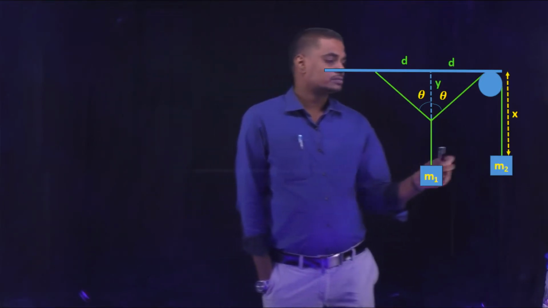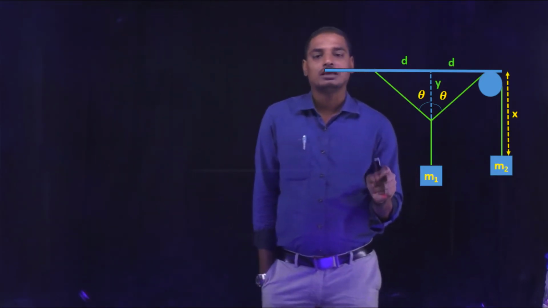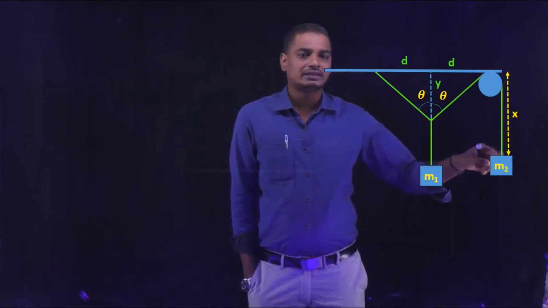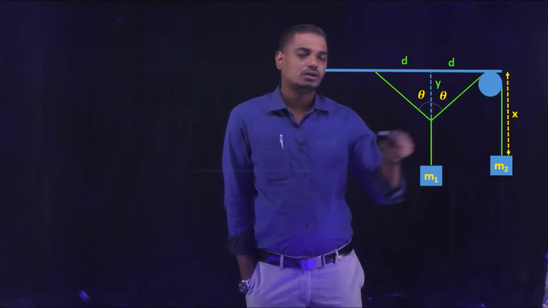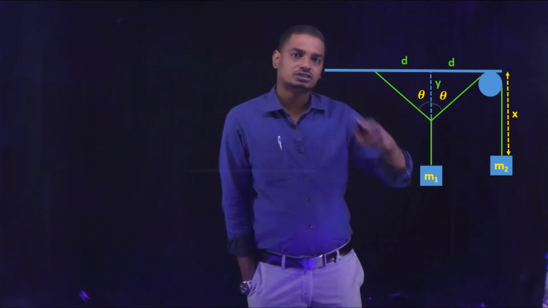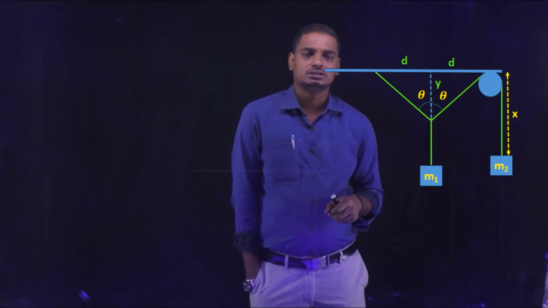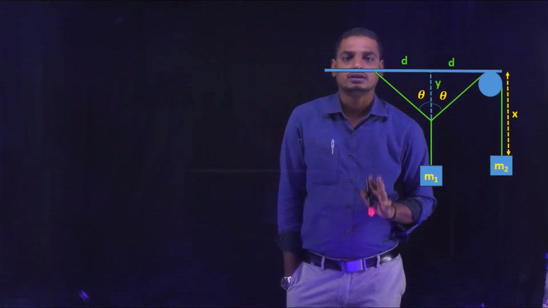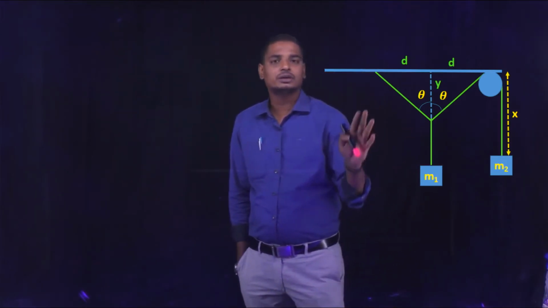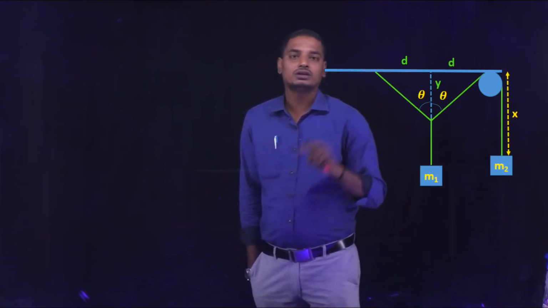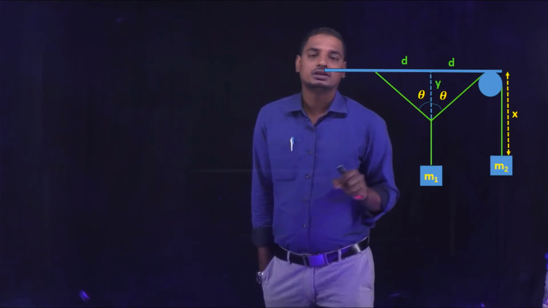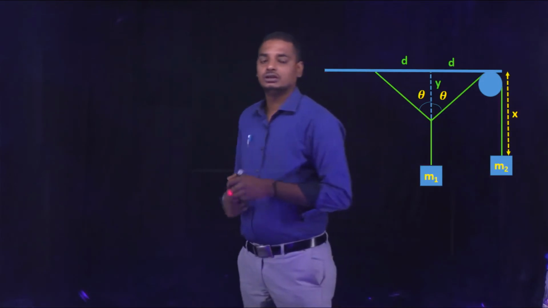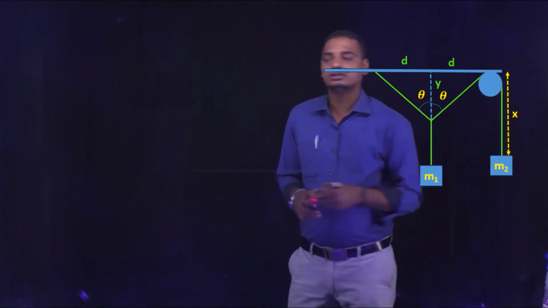As the block m2 or the block m1 either goes up or down, the value of x changes, and the length of the string in this shape also changes, but the total length of the string remains constant. So in such constraint problems, first we need to make sure that the total length of the string is constant. So initially we need to calculate this length of the string.